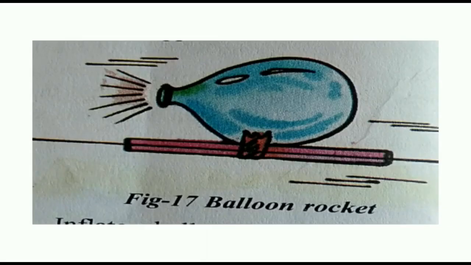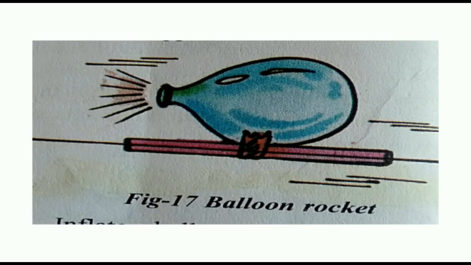How do we prepare a balloon rocket? Inflate a balloon and press its neck with your fingers to prevent air from escaping from it. Pass a thread through a straw and tape the balloon on the straw as shown in the figure.